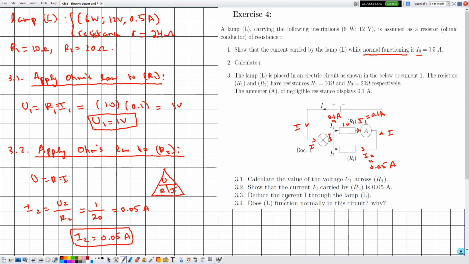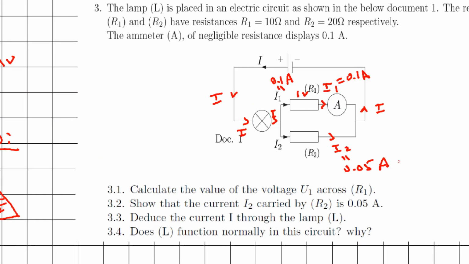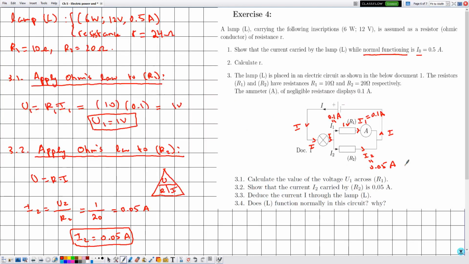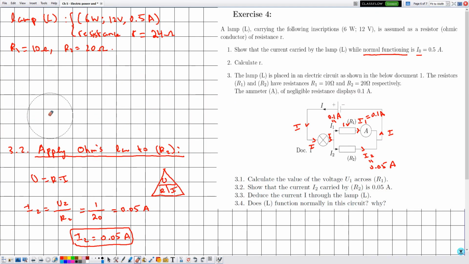Now in 3.3 they are telling me deduce the current I through the lamp L, and by deduce it means that we need to use the part just previously before. In 3.2 we have determined the current I2, and from the reading of the ammeter we know the value of I1, so by applying the law of addition of currents we can determine the value of I. Apply law of addition of currents.